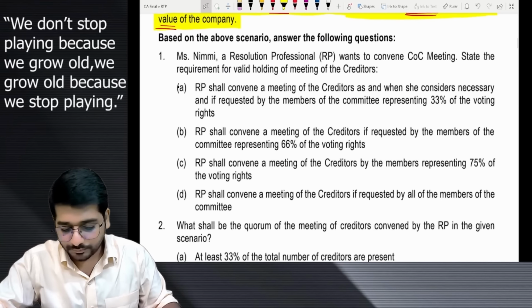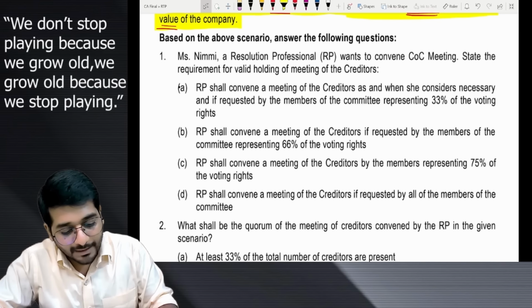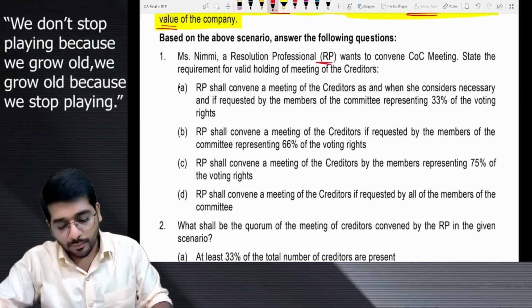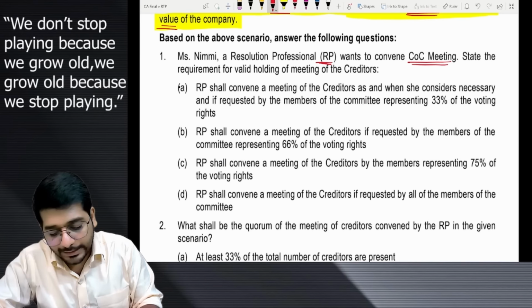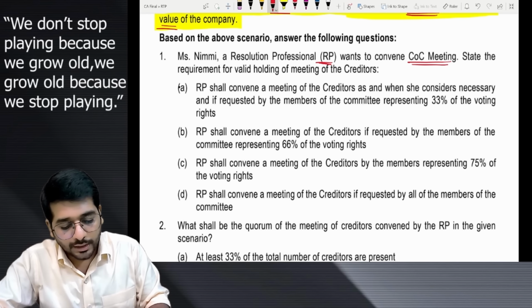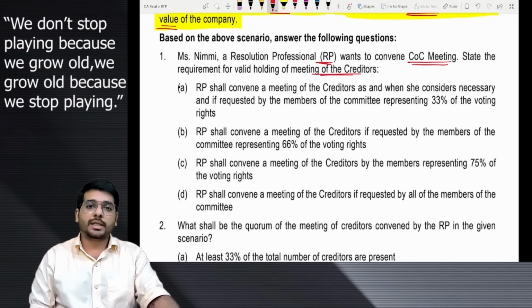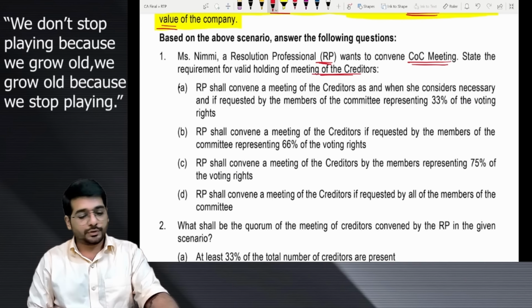Question number 1. Based on the above scenario, we have to answer. First question says, Miss Nimi, the RP, wants to convene the COC meeting. State the requirements for a valid holding of the meeting of creditors. We want to hold a meeting of COC. What are the requirements? If you want to hold a meeting of COC, what are the options? Let's explore.